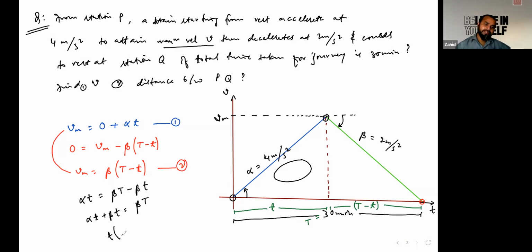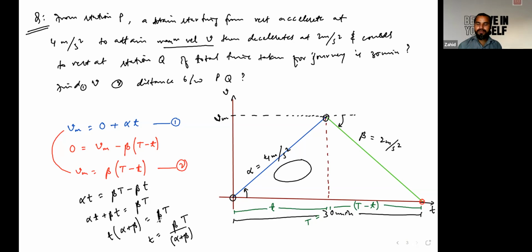If I take out common as small t, alpha plus beta, so t would be nothing but beta T upon alpha plus beta. Now put their values. Beta is just 2, alpha is 4, and capital T is 30. Okay, Hiba? Yes, sir. Just put their value and try to obtain small t.